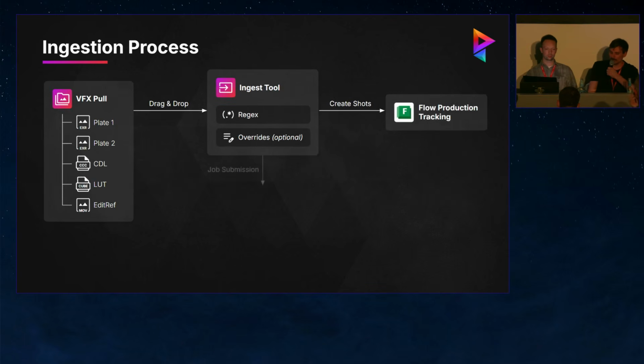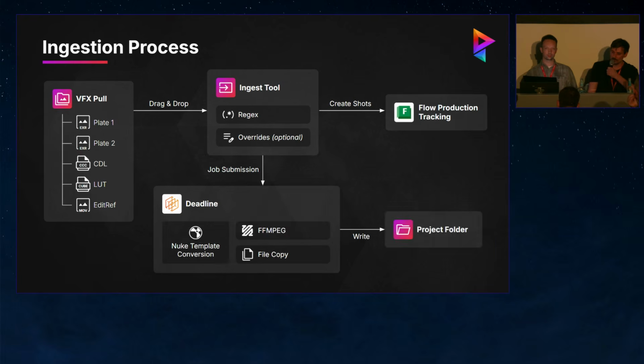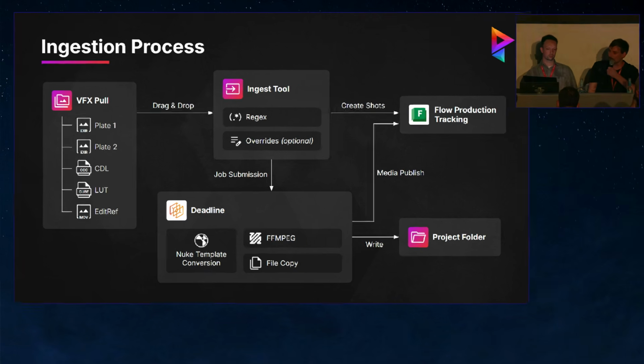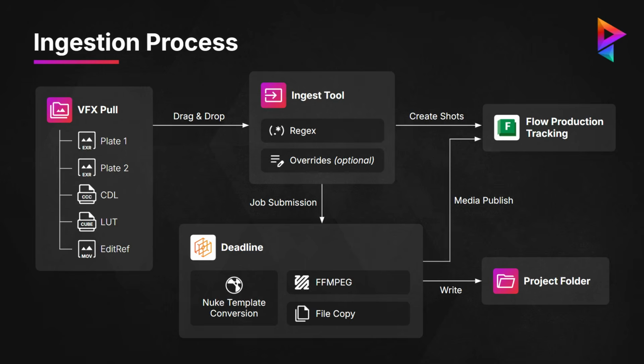Here we have a more detailed view of the ingest process. The client files usually include plates, edit references, or color-specific files. They can then be easily dragged and dropped into the ingest tool, and the tool will automatically detect all formats and shot structures based on a config file, and all detections can also be overwritten if needed.